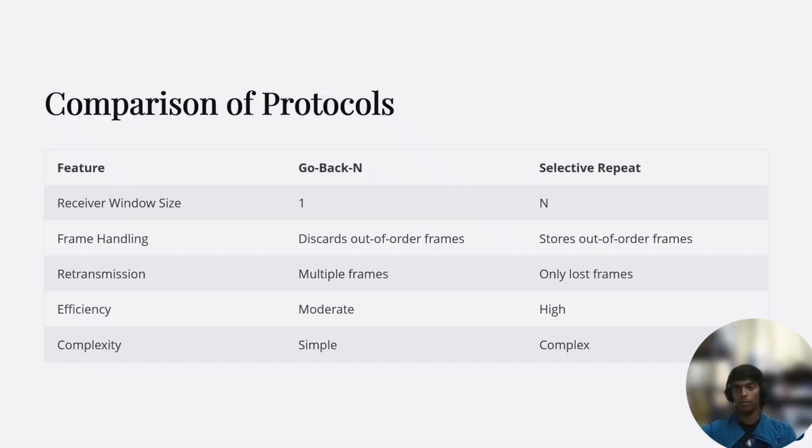If we do a comparison between these two protocols, go back N and selective repeat, we can say in go back N, the receiver window size is only 1, while in selective repeat it is N. Go back N discards out of order frames, whereas selective repeat stores them. Go back N retransmits multiple frames when an error occurs, while selective repeat retransmits only the lost frames. And as a result, selective repeat is more efficient but also more complex.